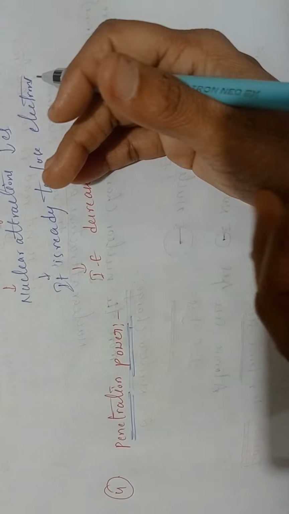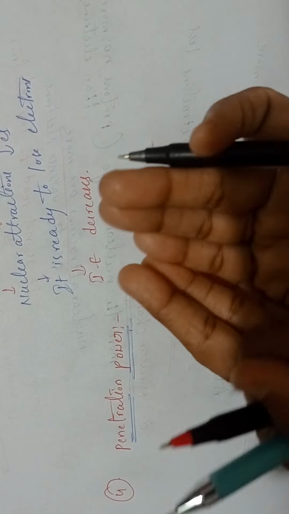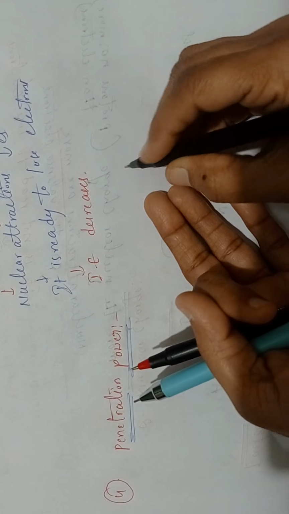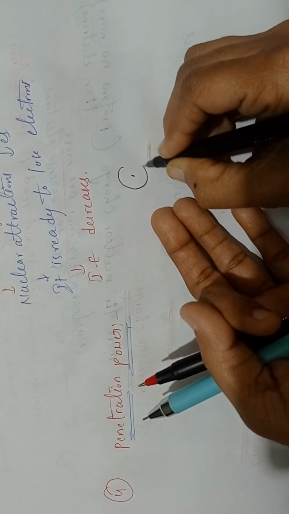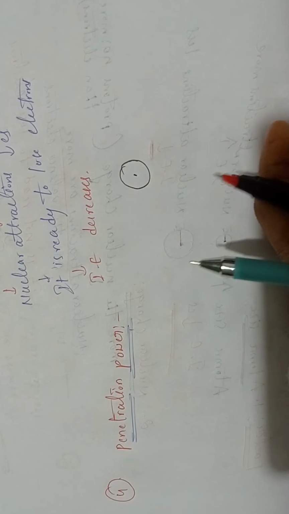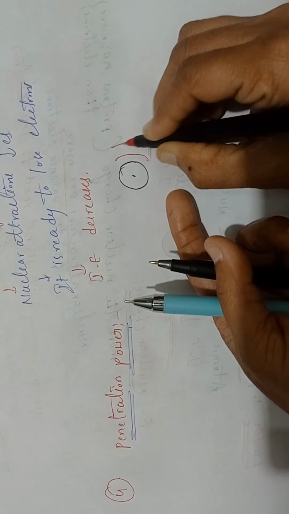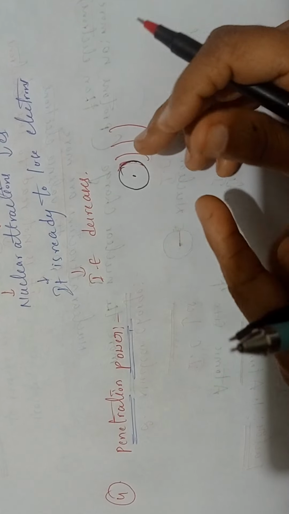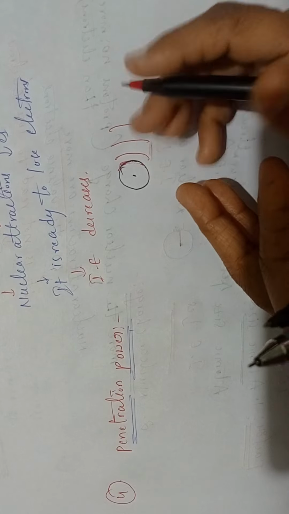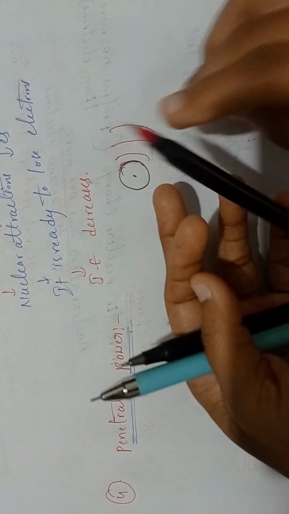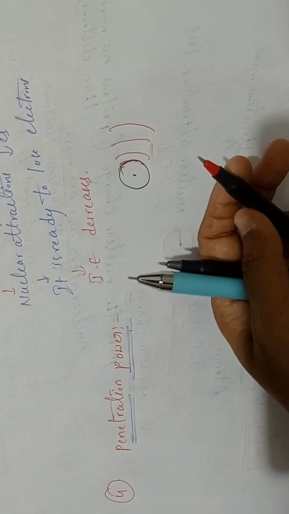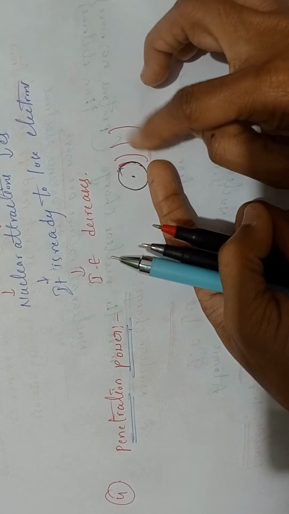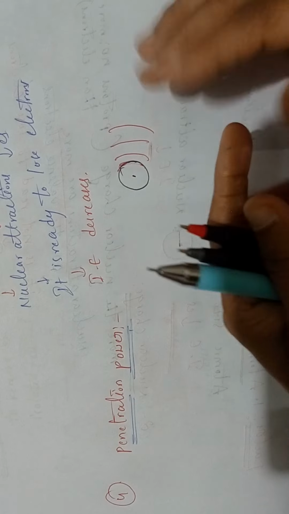We know that s electrons are very near to the nucleus, correct? For example, this is the atom, students. This is the first shell, second shell, third shell, fourth shell. In the first shell, the 1s subshell will be there. In the second shell, 2s and 2p subshells will be there. So in the first shell s electrons are there, in the second shell p electrons, in the third shell d electrons, in the fourth shell f electrons.